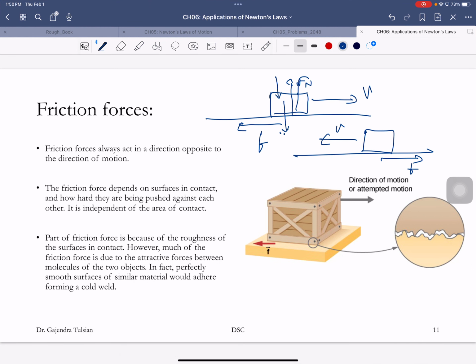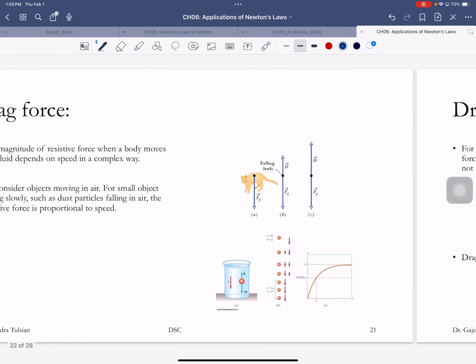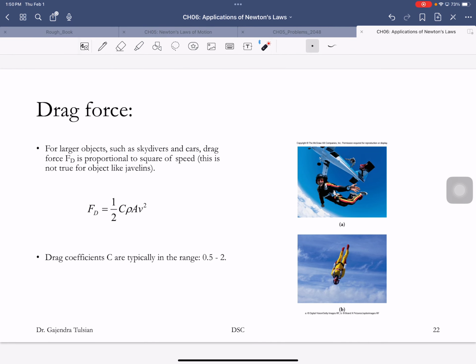So between two solid surfaces, it's called a friction force. When you fall in a fluid, air is the fluid, it is exerting a friction force. So if you're falling in this direction, the friction force will be in that direction. If you're going in that direction, the friction force will be in that direction. The fluid friction force exerted by the fluid is called a drag force. We give it a special name.